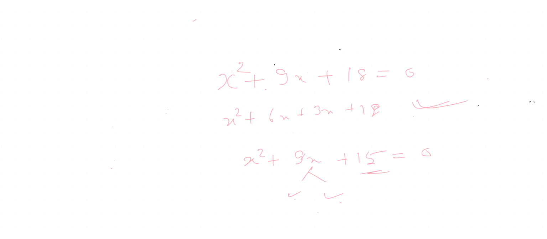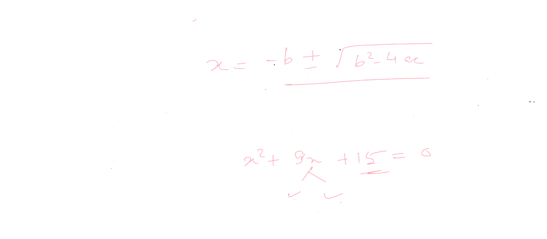So let's see what the formula-based approach to finding roots is. Okay, so for x to be a root, x must be equal to minus b plus or minus square root of b square minus 4ac, divided by 2a. Now, what are these a, b, c?